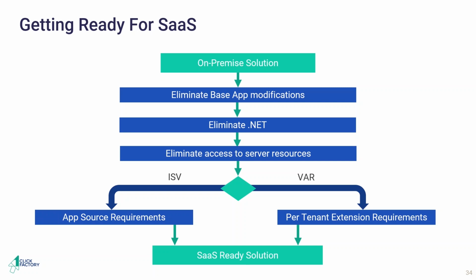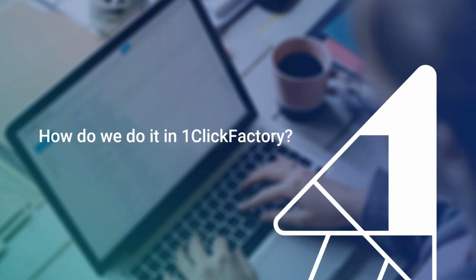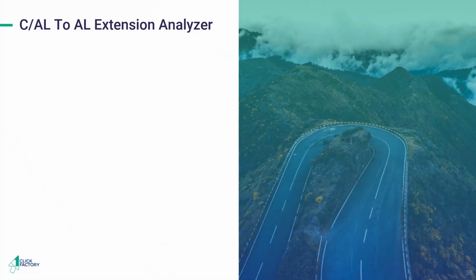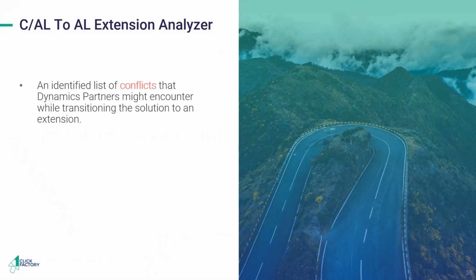So how do you know all the limitations, all the solution problems, and what conflicts and the scope of how much it would take to move the solution from C/AL to AL? At One Click Factory, we have a service called the C/AL to AL Extension Analyzer. And this specific extension analyzer does a couple of things.